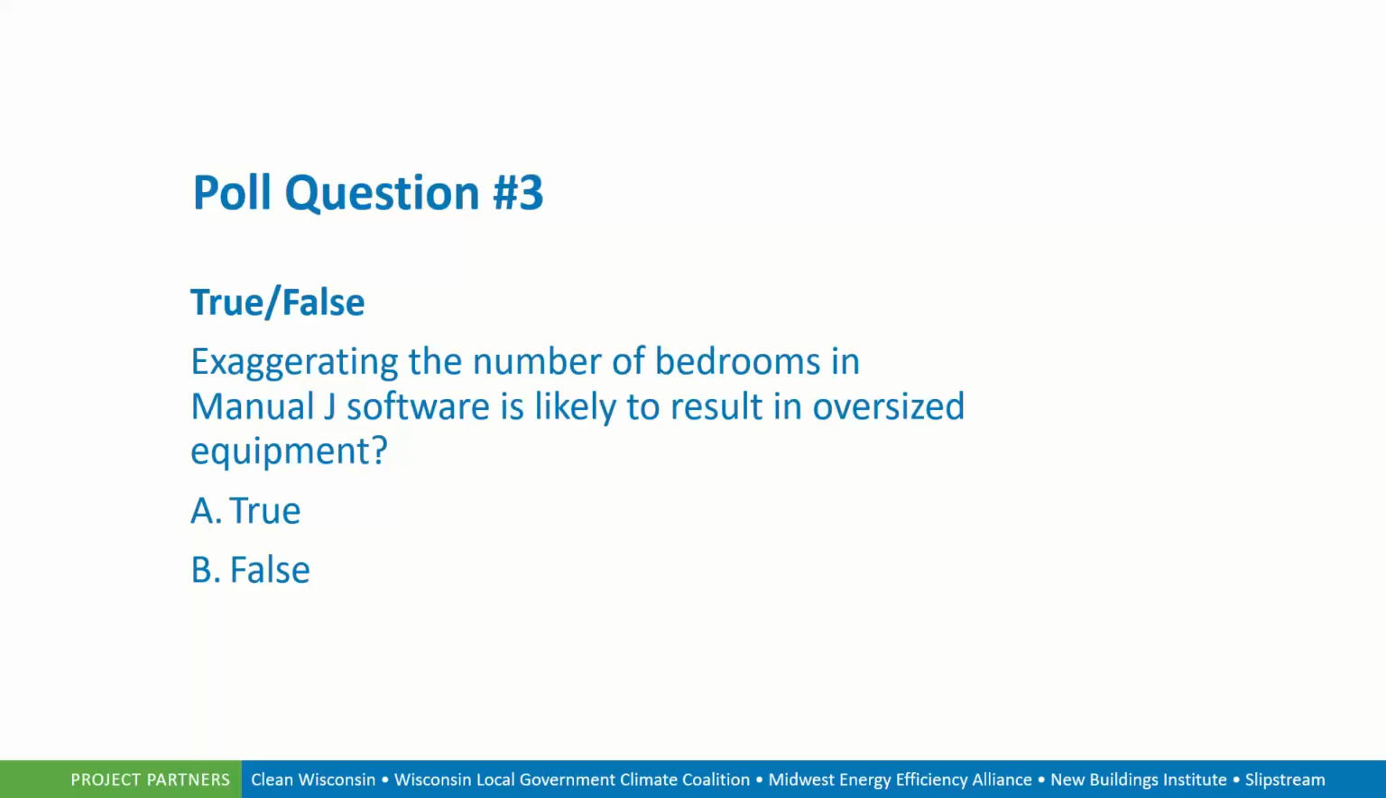So, next poll question. Exaggerating the number of bedrooms in Manual J is likely to result in oversized equipment. True or false?